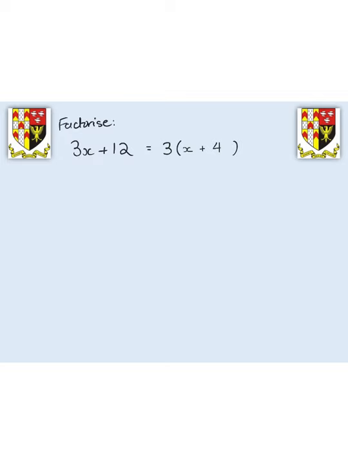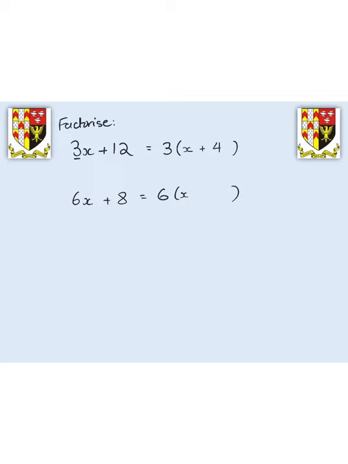Sometimes it might be a little bit more tricky because it's not always just going to be the coefficient of the x term. It might be that the common factor isn't the 3. It might say, for example, 6x plus 8. Now here I can't put 6 on the outside of the brackets, because 6 times x gives me 6x, but 6 times something to get 8 is not going to be a whole number, so it's not going to be factors.